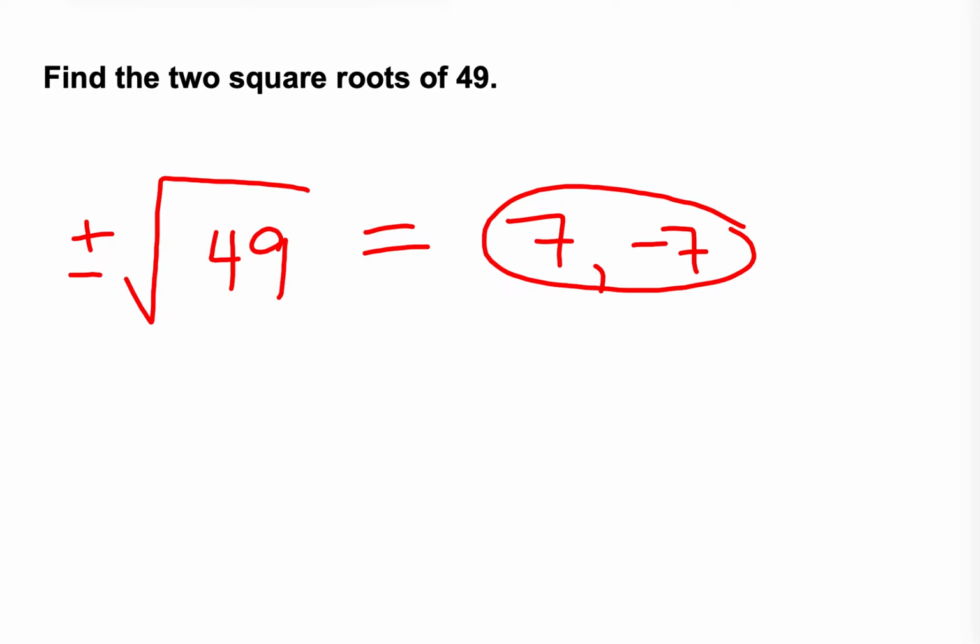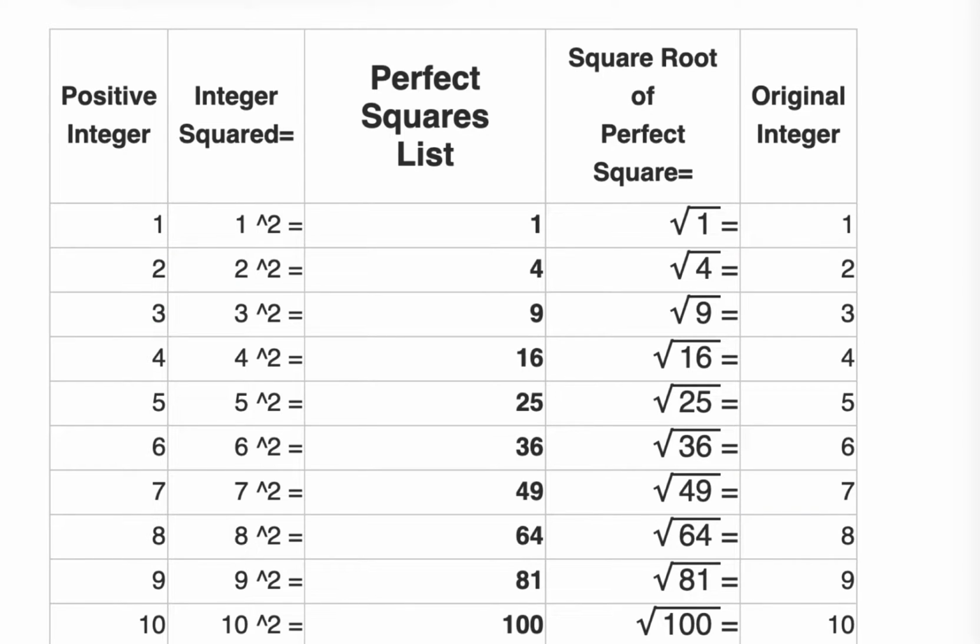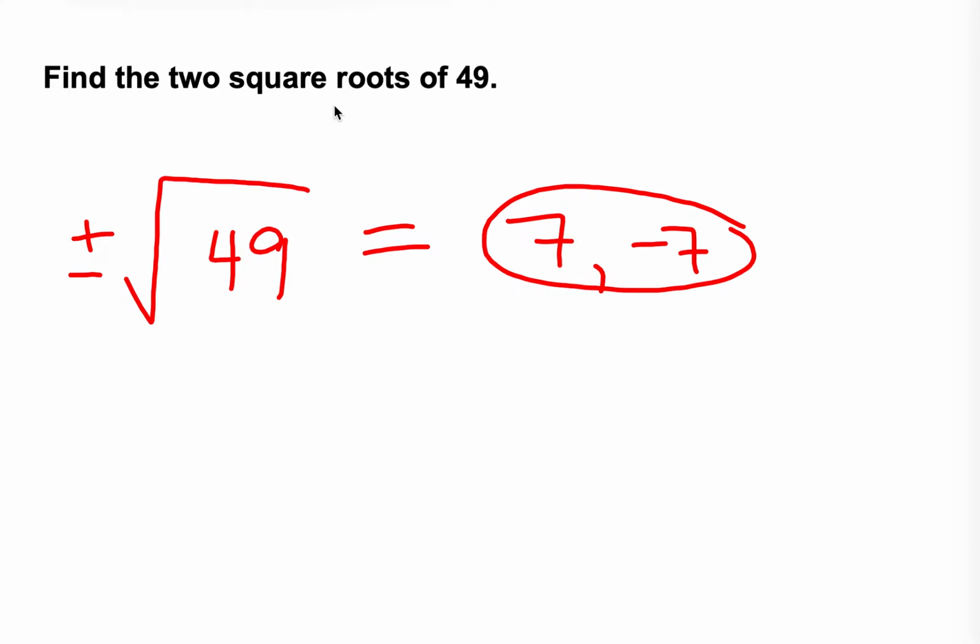All right, so for our purposes for this lesson, we are not using calculators. We're using what we know about numbers, and we can use a table similar to this one to help us solve our problems. So for this one here, it says find the 2 square roots of 49. So they're asking for both the positive and the negative value for the square root of 49. 7 and negative 7, because they asked for both square roots. 7 times 7 is 49. Negative 7 times negative 7 is also 49.